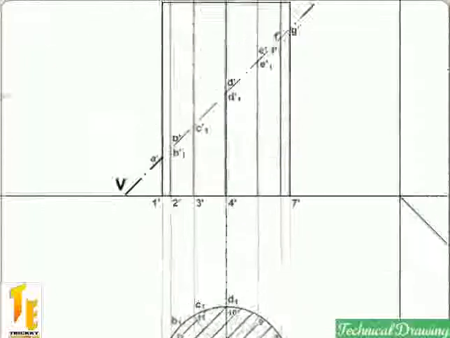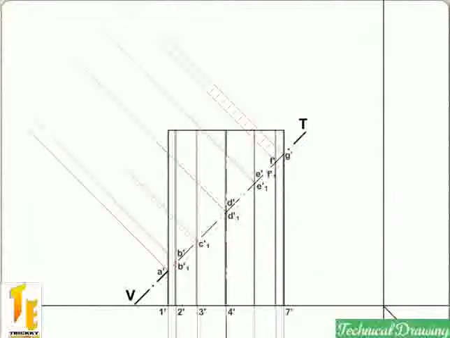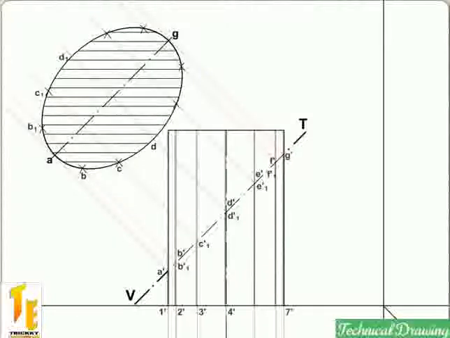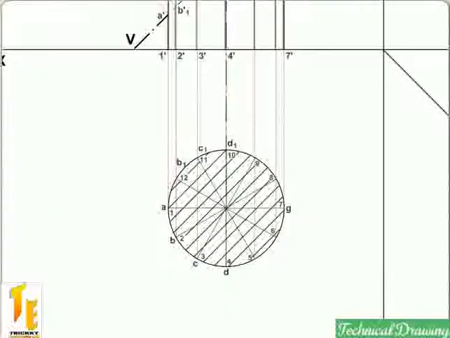The true shape of the section may be drawn around the center line AG drawn parallel to VT as shown. It is an ellipse, the major axis of which is equal to the length of the section plane, that is A', G' and the minor axis equal to the diameter of the cylinder, that is D1.